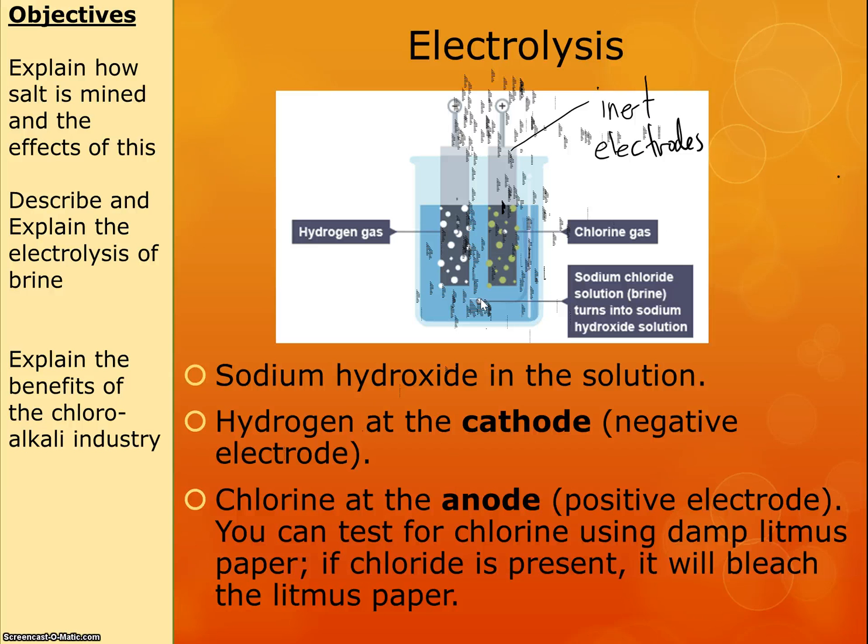Now, chlorine is something we need to know how to test for, and the way we test for chlorine is we use some damp litmus paper. Now, if the litmus paper gets bleached, so it goes white, that shows that there's chlorine present. And if we wanted to test for the hydrogen, you don't necessarily have to know this, but what we'd do is we'd collect the gas, and if we put a lighted splint in there, we'd get a squeaky pop. Basically, it just sort of explodes and sounds sort of squeaky when it does. So that's the test for hydrogen.